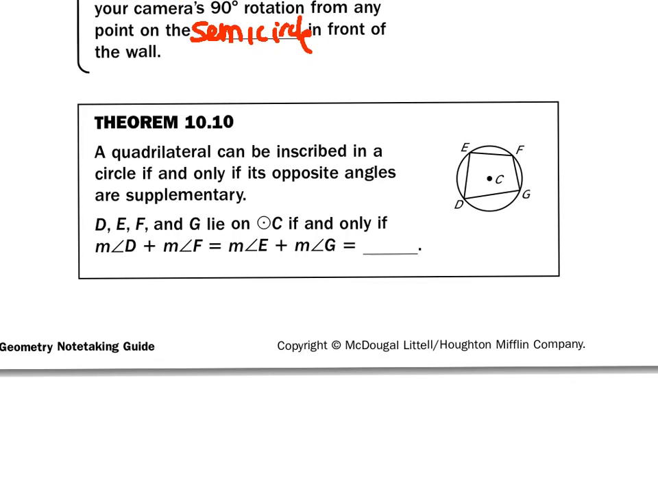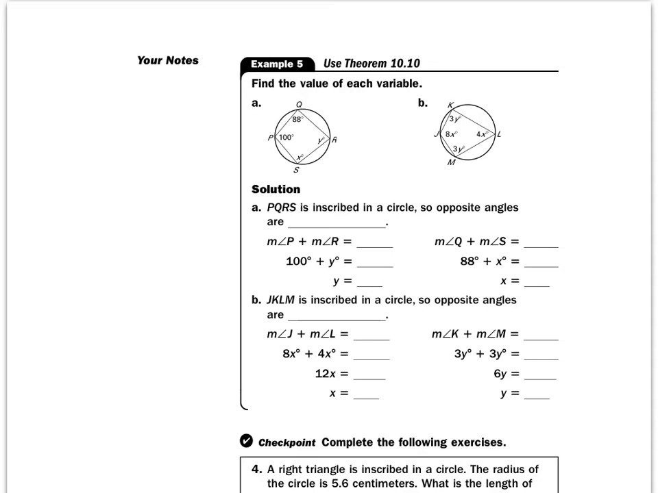Theorem 10.10. A quadrilateral can be inscribed in a circle if and only if its opposite angles are supplementary. Now notice that this is different than a parallelogram. We're not saying that this is a parallelogram, because in a parallelogram, remember, the adjacent angles are supplementary. But if we just have a quadrilateral in here, then opposite angles are supplementary. All right.